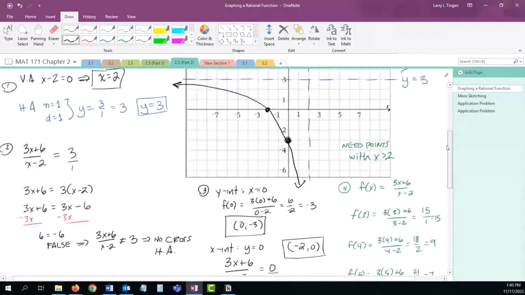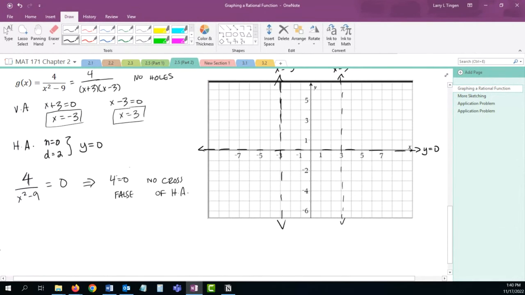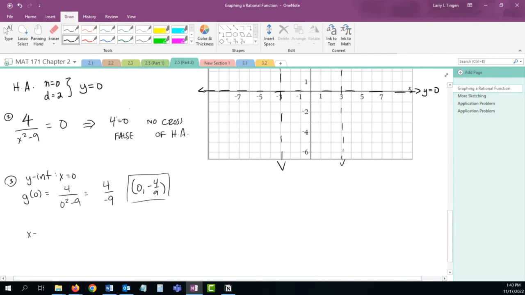Okay, next step, intercepts. So that's step 2, that's step 1. Step 3 was the intercepts. So let's go after that y-intercept first, which means I'm going to let x be 0. So what do I have? 4 over 0 squared minus 9. 0 squared is 0, 0 minus 9 is negative 9. So I'm looking at the point 0, negative 4/9. There's one asymptote, or excuse me, not one asymptote, one intercept. And let's go under that to get the x.